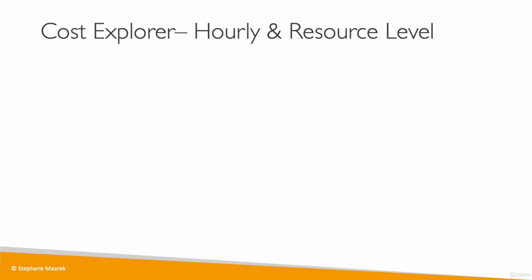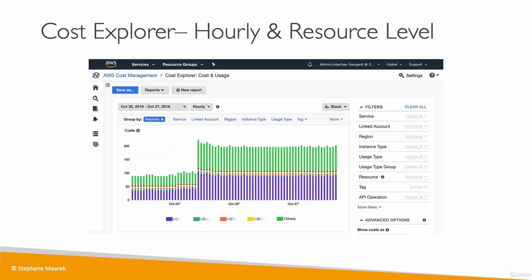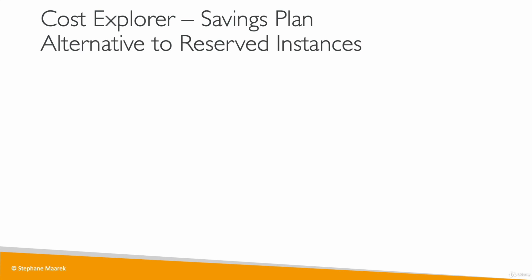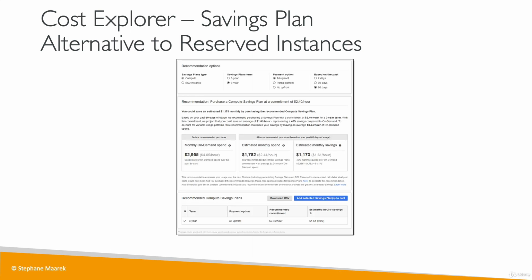You can get hourly and resource level information. So this is your cost every hour with, again, the cost defined by EC2 instance, so you can understand which EC2 instance is costing you more every single hour. And we can define savings plans, which is, again, an alternative to using reserved instances. And so you would get recommendations on savings plans right away directly from Cost Explorer.